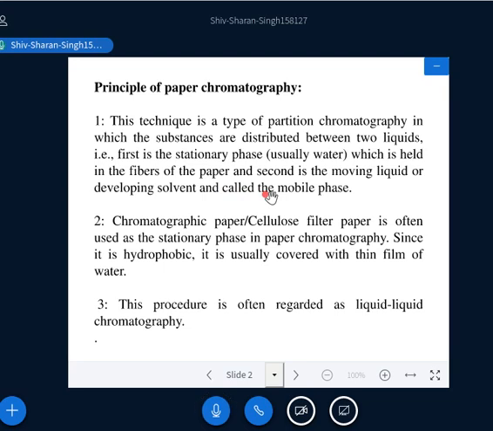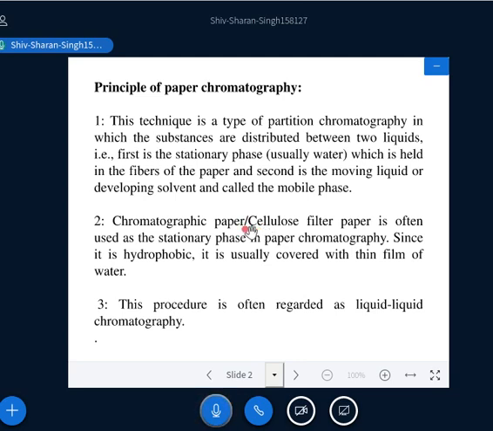Now the second is the mobile phase. The mobile phase is basically organic solvents like chloroform, benzene, ethanol, methanol, acetic acid, and so on. In this technique we use chromatographic paper or cellulose filter paper, which is the supporting medium for the separation of the biomolecules. These papers are hydrophilic in nature, because the water molecules adhere to the surface of the cellulose molecules.